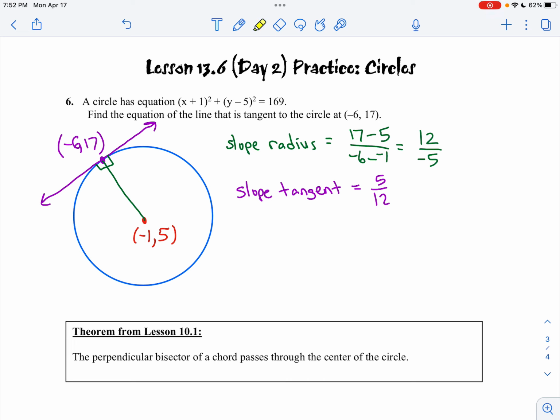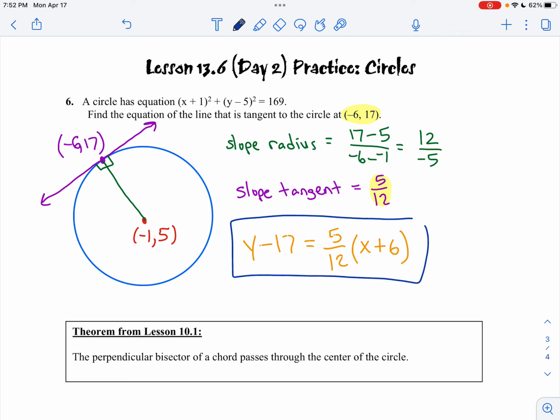And so now there is our slope. There is the point. You know what's going to happen. We're doing point slope. Y minus 17 equals slope of 5/12 times x plus 6. And that is that. Awesome review. Awesome to connect so many different ideas. I hope you enjoyed that one. I'm sure you'll see it again soon.